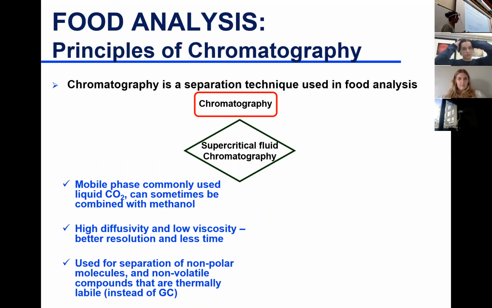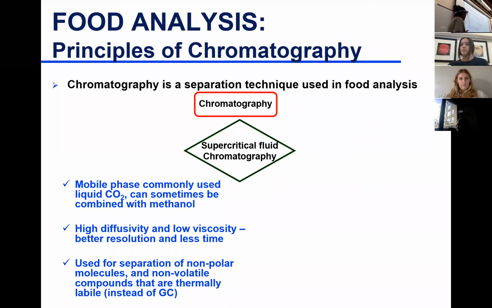Supercritical fluid chromatography, I'm not going to spend a lot of time here. It's a type of chromatography that is mostly used, and I'll point out the third point here, for nonpolar molecules that are not volatile and are not thermally stable. So instead of derivatizing them and using GC, you can run them through supercritical fluid chromatography.